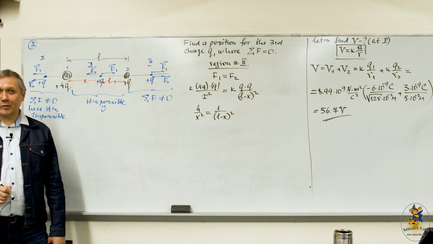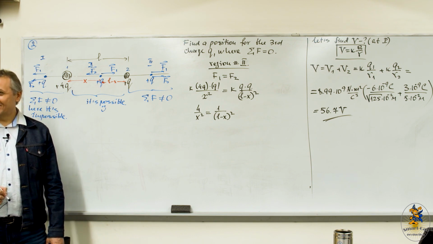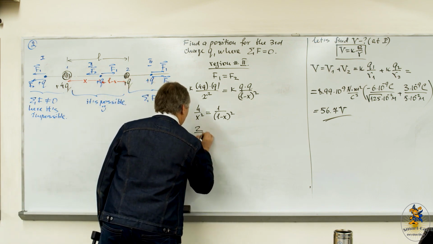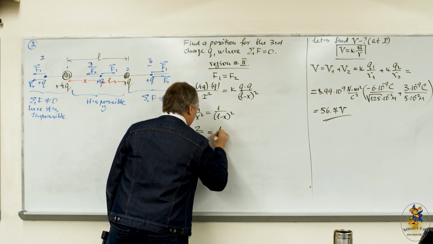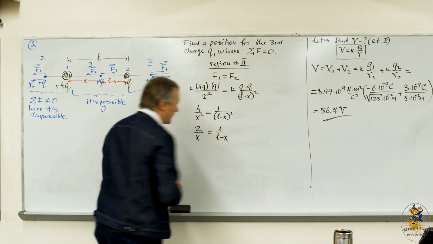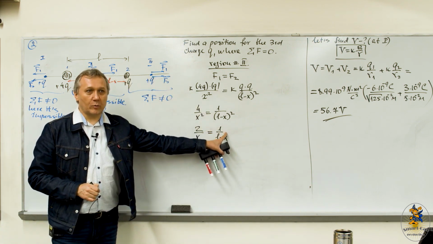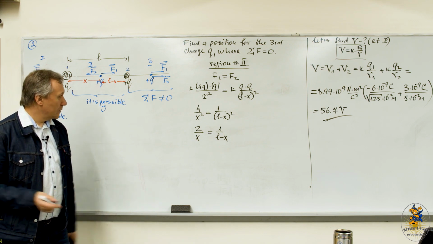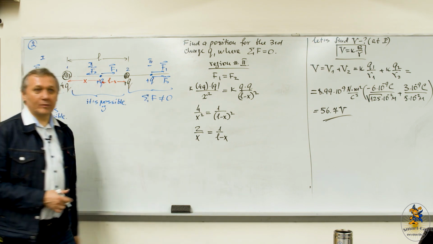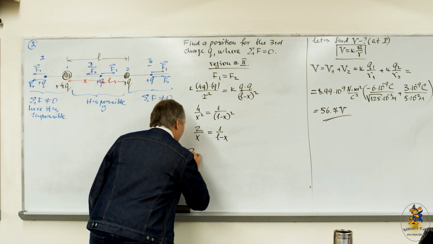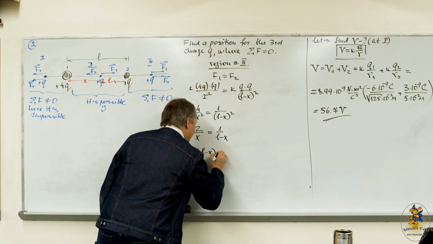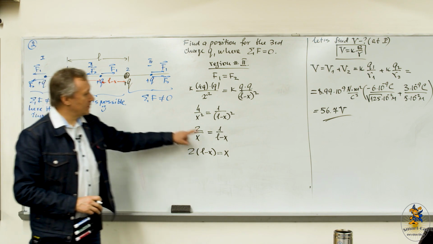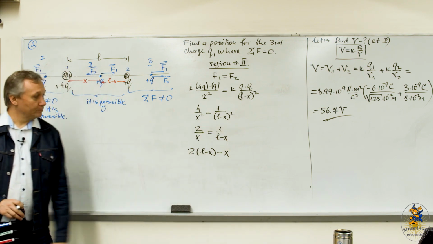We can take the square root of both sides. So it will be 2 over x equals 1 over L minus x. Upstairs, it's 1. It's not L. So simple proportion. So it will be 2 times L minus x equals x. Just multiply this by that and this by that.